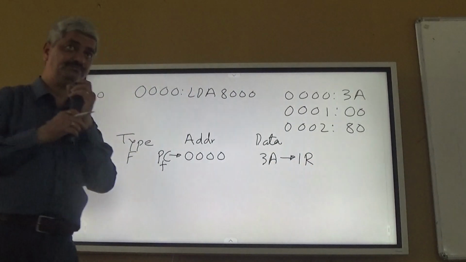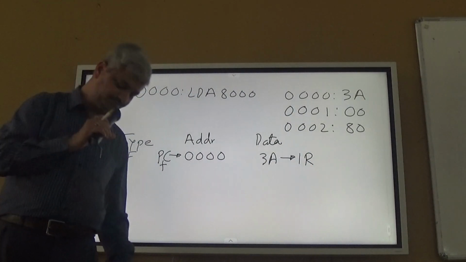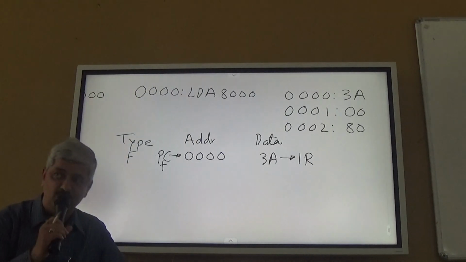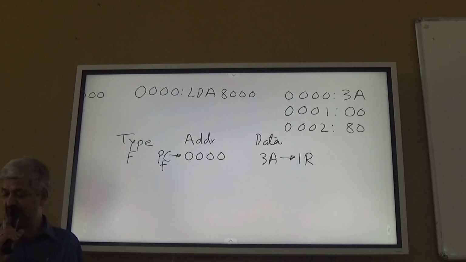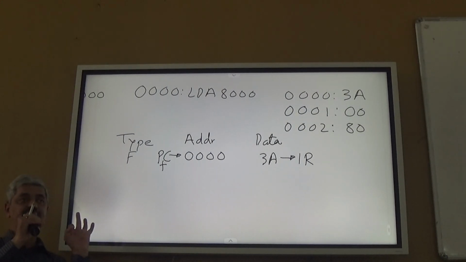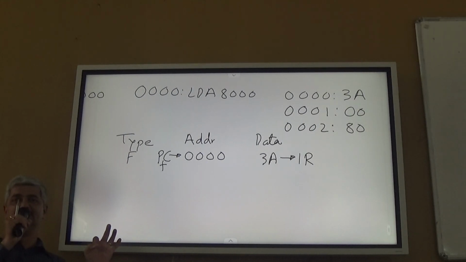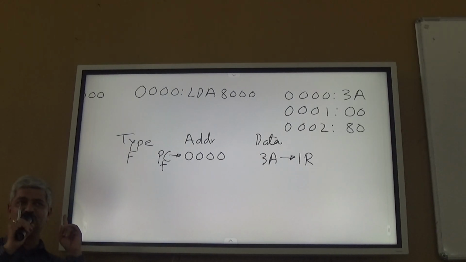Now what will happen? Everybody of you must be able to compute the remaining cycles. What should happen now? 3A has gone into the instruction register. So the microprocessor machine cycle encoder, the instruction register will go to the address lookup table. 3A corresponds to what? 3A corresponds to the instruction LDA.